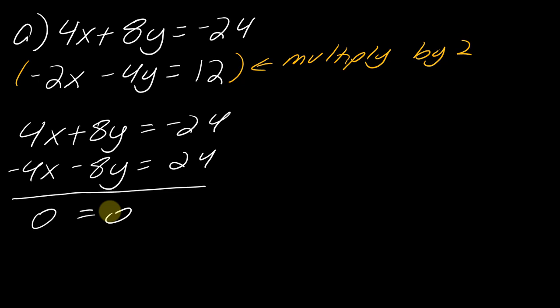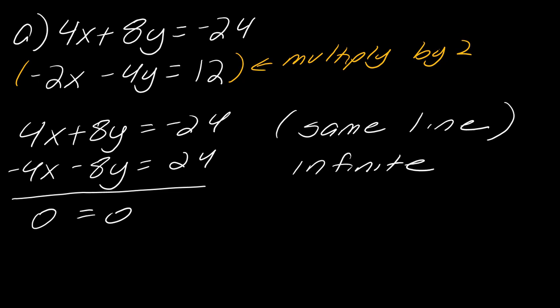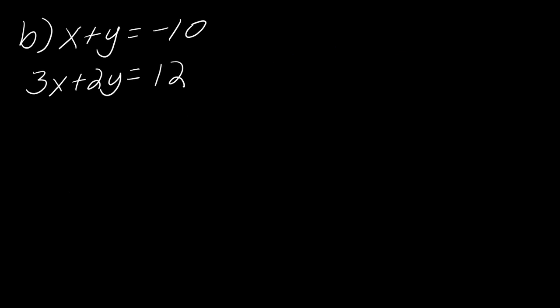Now, is that a true statement? Does 0 equal 0? That is true. And so the result here is that this is actually the same line. That would be graphically what's going on. So we don't have to remember that necessarily, but what this means is that there are infinite solutions. And if you know something about linear equations, it's a very similar result with linear equations. So it's the same idea here.